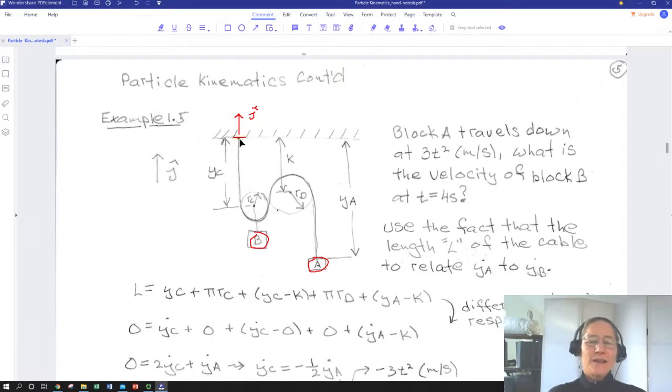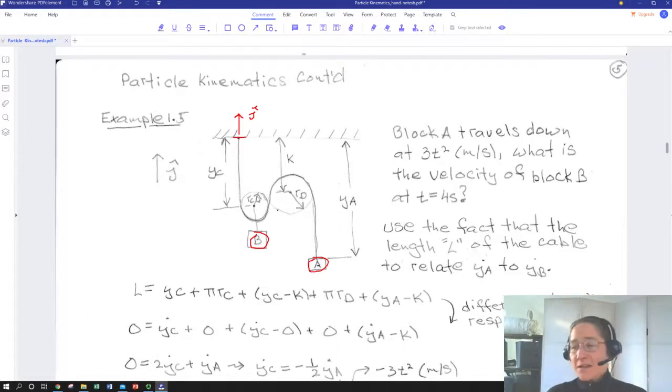So we say, okay, the length of the string, well, let's add it up. We're going to start the string at the ceiling. So we've got y sub c. Hey, that's a number we're going to need to know. That effectively is going to be the position of weight B. Okay, that's a good thing. So the position of weight B is contained somewhere within an expression for the length of the string, which is constant with time. Now we've got to add half of the circumference of pulley C.